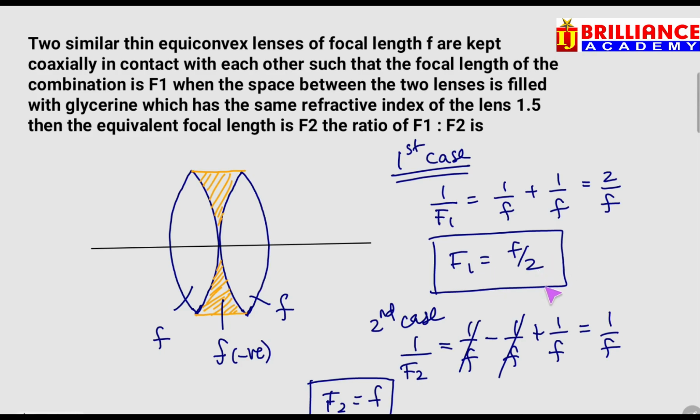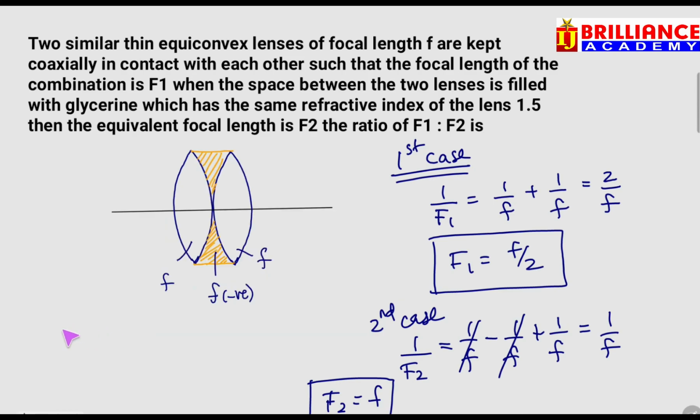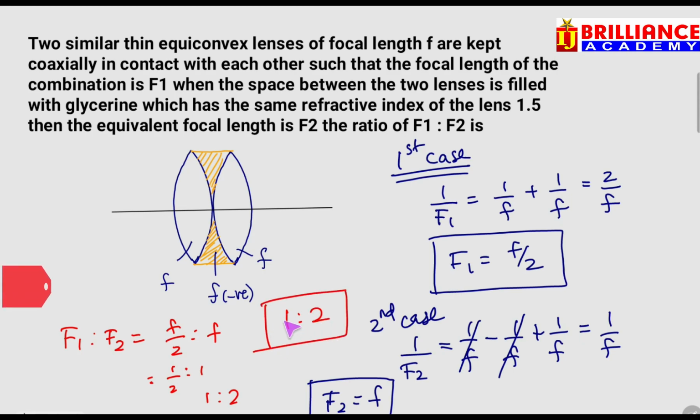They are asking the ratio. So F1 is to F2 will be f by 2 is to f. So f gets cancelled. So 1 by 2 is to 1, so I can write it as 1 is to 2. So the ratio of F1 and F2 is 1 is to 2. So that's the answer. That answer will be there in one option, so you can easily choose.